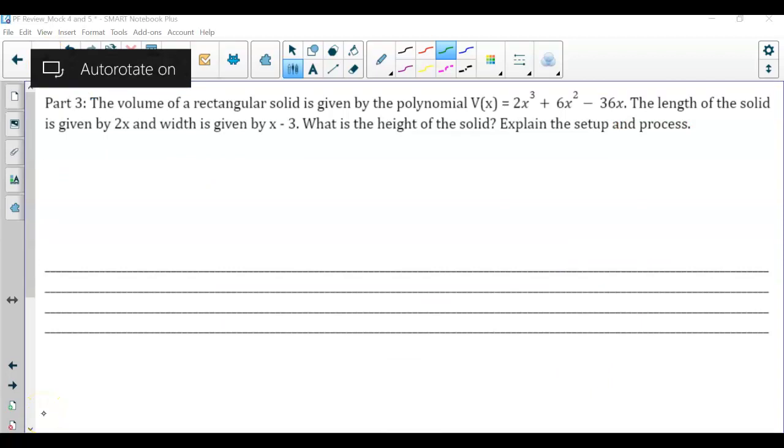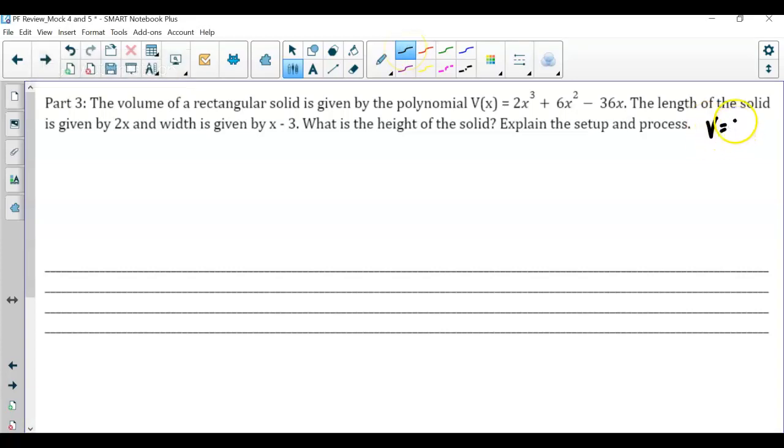Now, in part 3, it's talking about volume. Now keep in mind, volume is where you would multiply, right? The length times the width times the height. However, you are given the volume. It's represented by this polynomial here. Then the length is given as 2x. So here we have the length, and the width is x minus 3. What we are looking for is the height. So we're given the volume, but we're looking for the height.